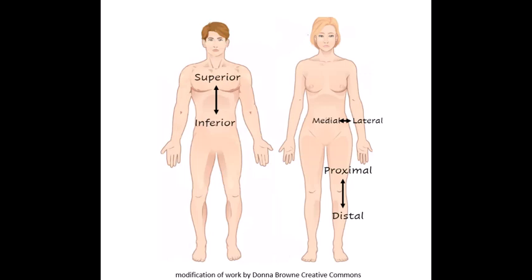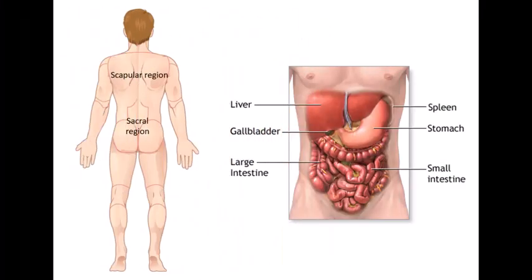We will use the regional and directional terms to describe the position of one body part relative to another body part. For example, the scapular region is superior to the sacral region. Of course, you can always say that the sacral region is inferior to the scapular region. Likewise, you can say that the spleen is lateral to the stomach, or that the stomach is medial to the spleen.